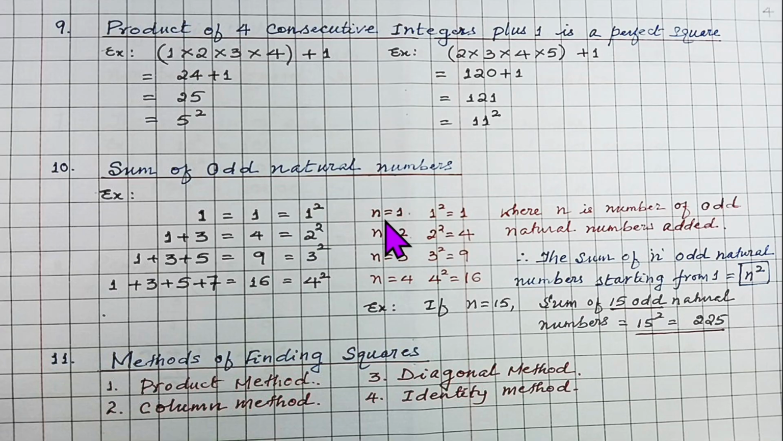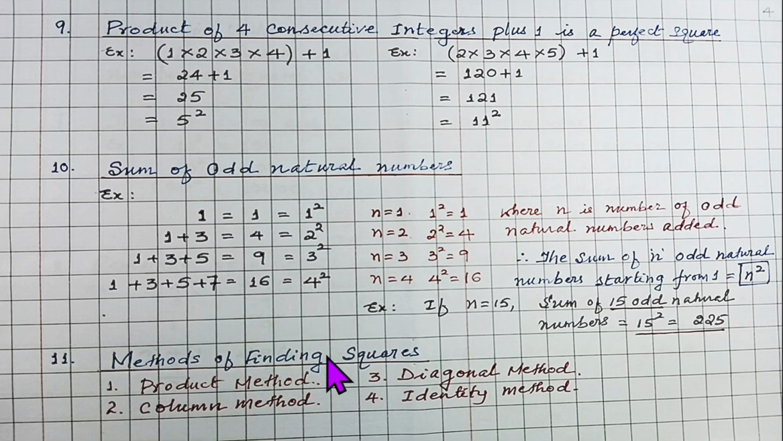If you add 1 odd number, we get 1 square; 2 odd numbers, 2 square; 3 odd numbers, 3 square; 4 odd numbers, 4 square; 5 odd numbers, 5 square; 6 odd numbers, 6 square; n odd numbers, then n square. So adding n odd numbers starting from 1, we get a perfect square, that is n square. Supposing you add 15 odd numbers, then we get 15 square, that is 225. A very interesting formula to find the sum of odd numbers. If you are asked to find the sum of the first 25 odd numbers, it is 25 square, that is 625.